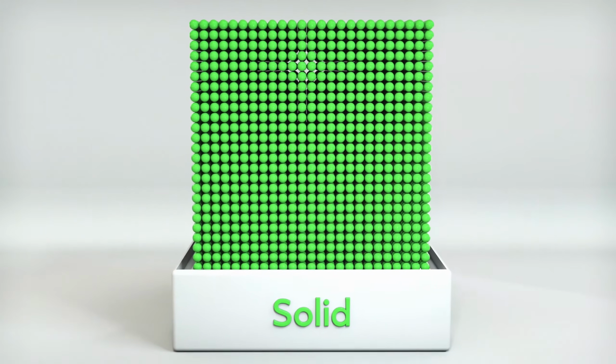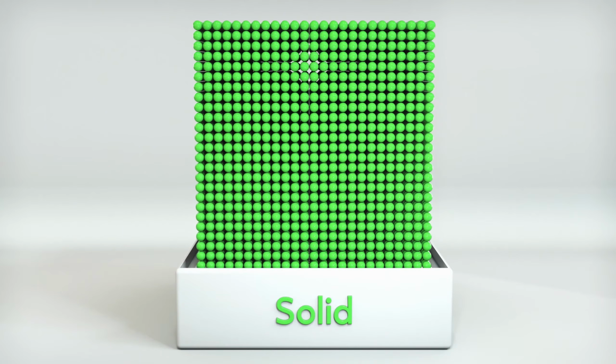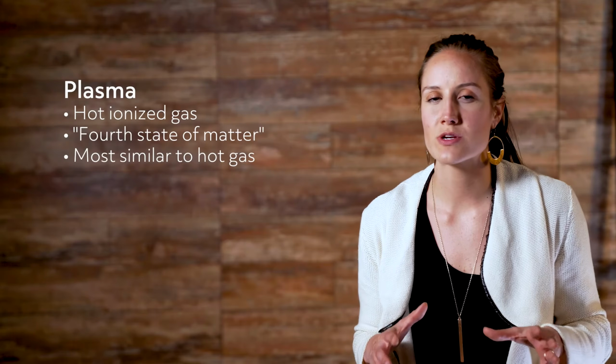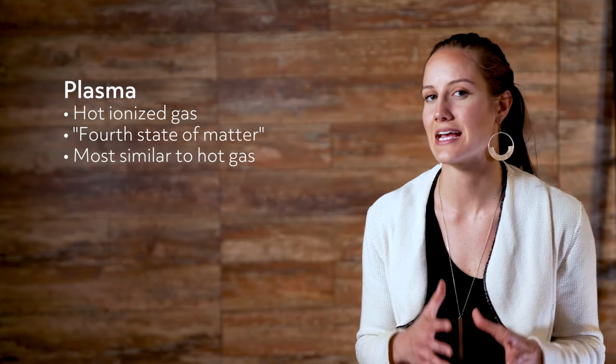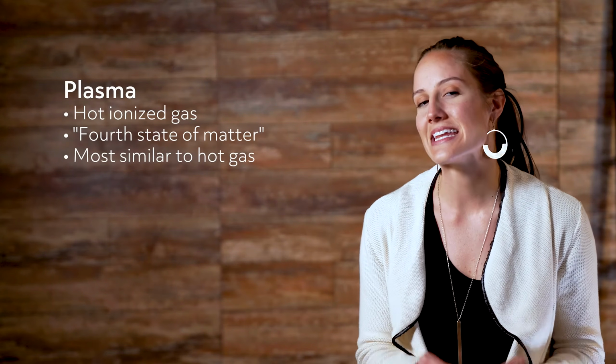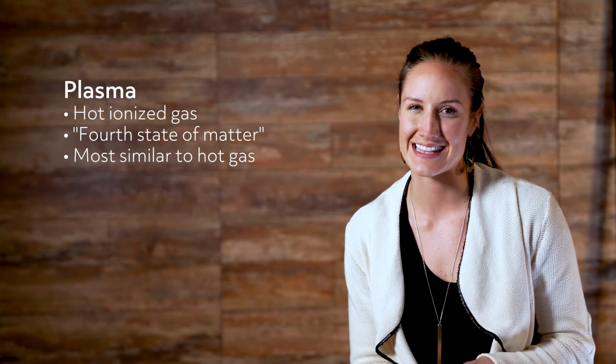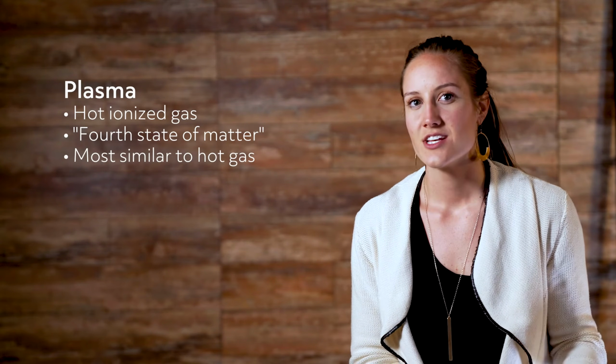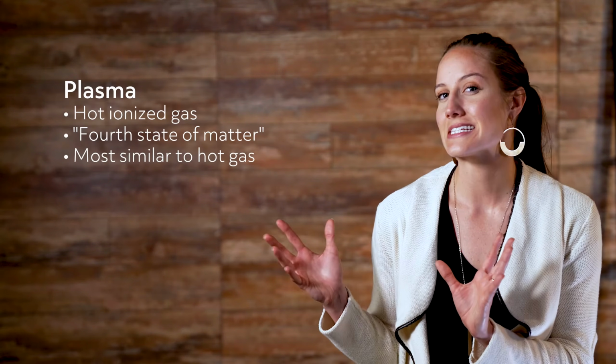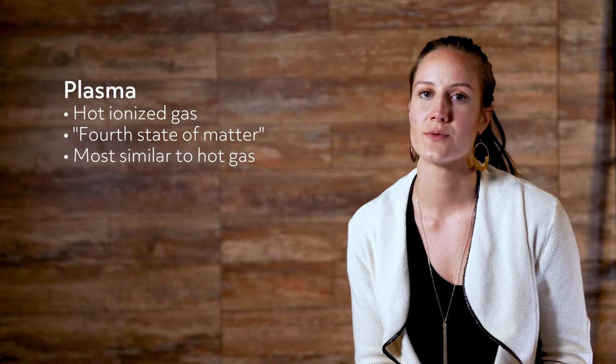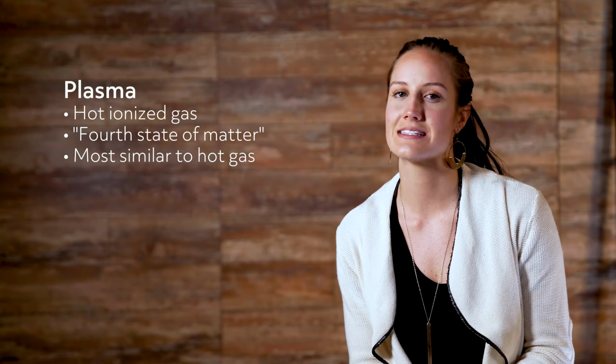Solids do not flow easily because of the lack of movement of the particles and their inability to move past each other. Now, plasma. I mentioned that this only happens in extreme cases. Plasma is extremely hot gas that is ionized. Plasma has significantly different characteristics than the other three states of matter, so it is thought of as the very distinct fourth state of matter. However, it is closest in similarity to that of a gas.